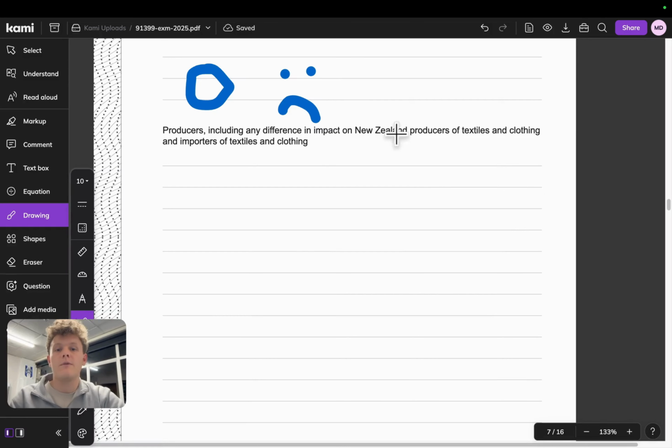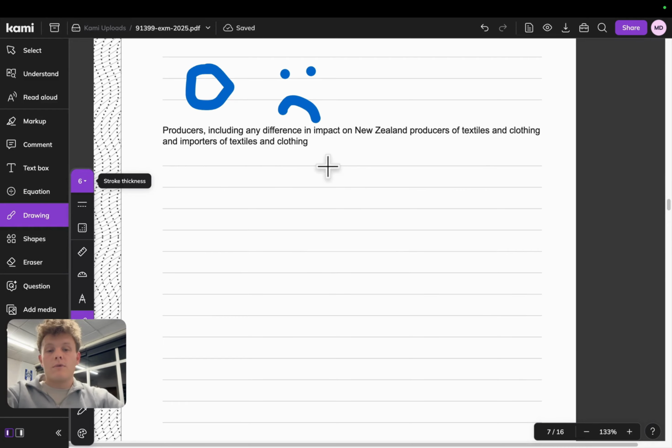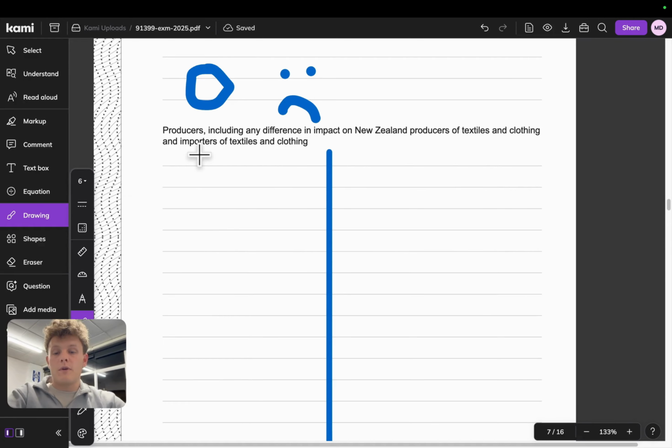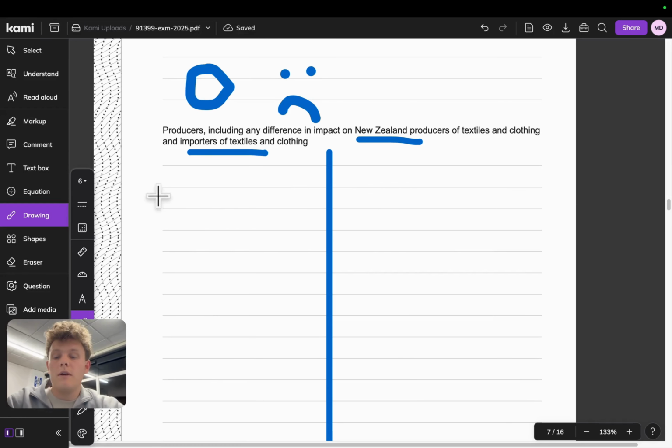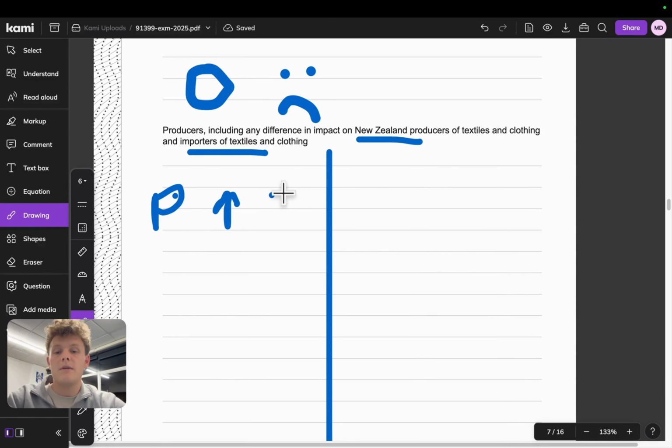Producers, including the difference in the impact for New Zealand producers of textiles and clothing importers of textiles. So let's make this a bit smaller. So let's make those two sides. So we've got group 1 here, and then group 2, which is the importers. And so group 1, they're receiving a higher price. So the price they're receiving is increasing, which makes them happy. The quantity is increasing. They're selling more goods, so that's increasing.